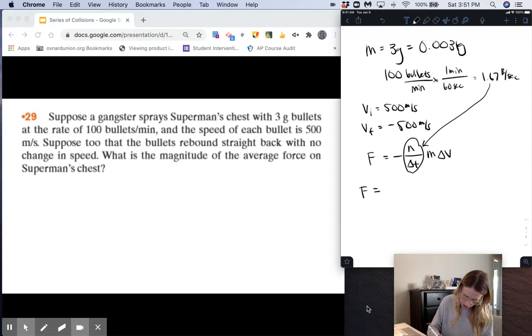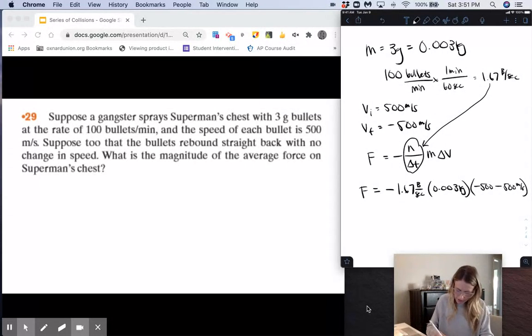So force is equal to a negative 1.67 bullets per second times the mass, which is 0.003 kilograms, times change in velocity, which is final velocity, negative 500 meters per second, minus initial velocity, 500 meters per second. So here we get that the average force will be equal to a negative 1.67 times 0.003 times the quantity negative 500 minus 500, and we end up getting that the average force is equal to 5.01 newtons on Superman's chest from those bullets.